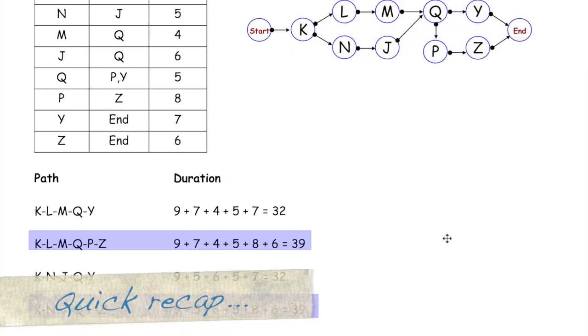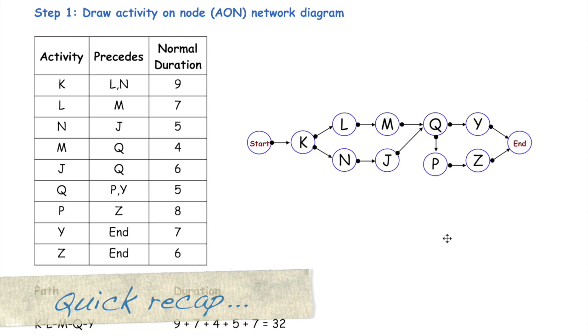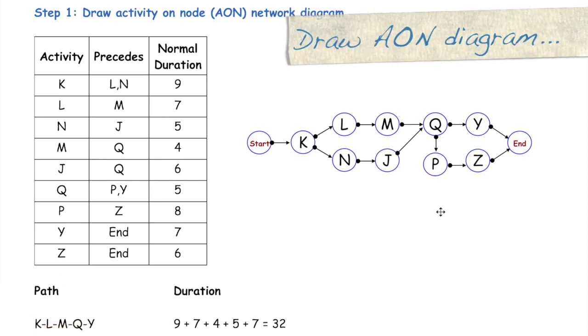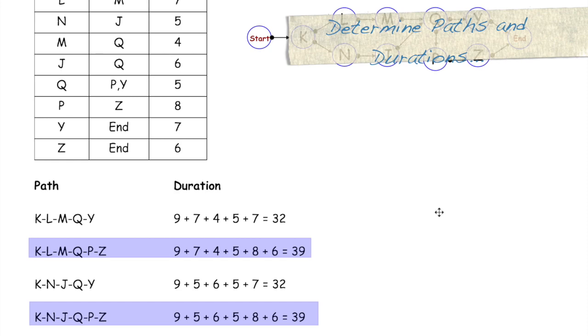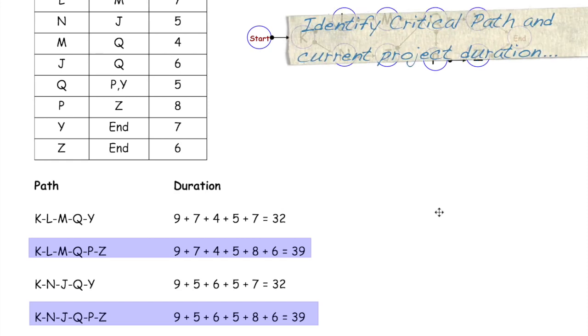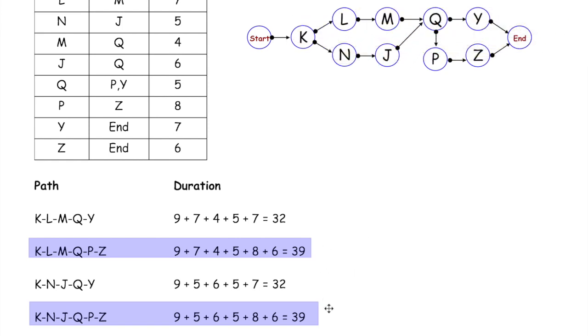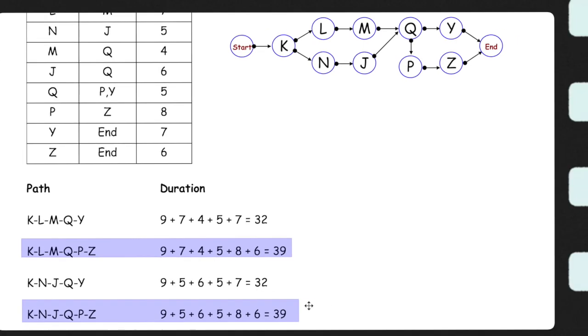So in step one, this is precisely what I would do. I would first draw out a network diagram if one hasn't already been drawn for me, and then I would identify each of the paths that exist along with the durations of the paths, and I would understand that the duration of the project is simply the duration of the critical path, which is the longest path that exists in the network. So the current duration of this project is 39 weeks.